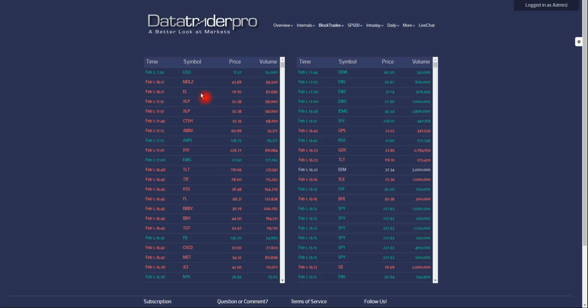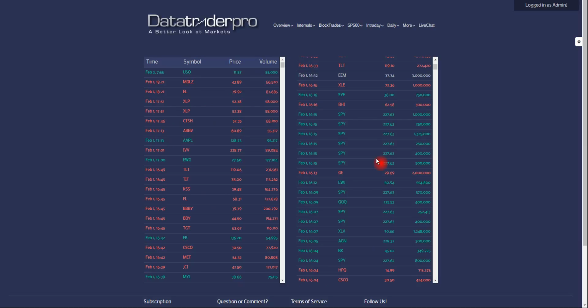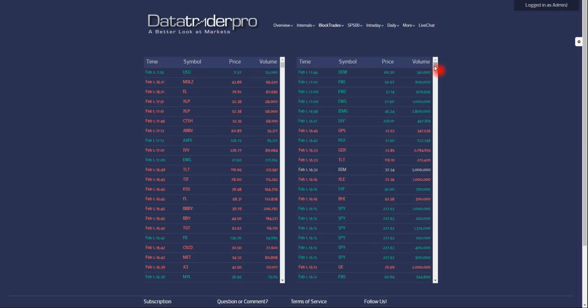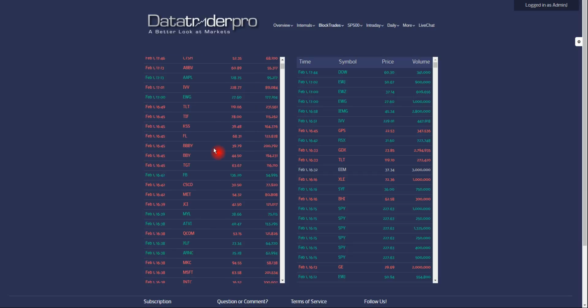On the left side column, it's under 250,000, so it would be 50,000 to 250,000. And on the right side is everything above. So this is where the big boys lie. If you really want to see where the big activity is, but don't discount the left side, because often you'll see lots and lots of smaller prints, and they can add up. People buying 150 or 200,000 shares at a time, but they're doing it 10 times in a day. So that can really add up.